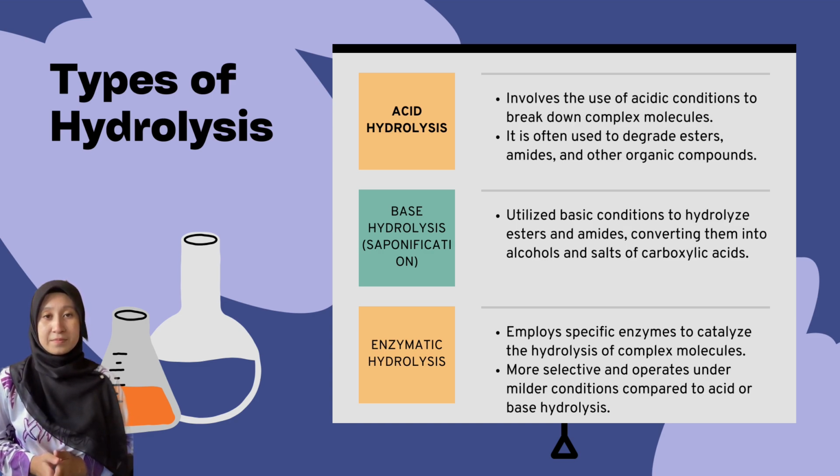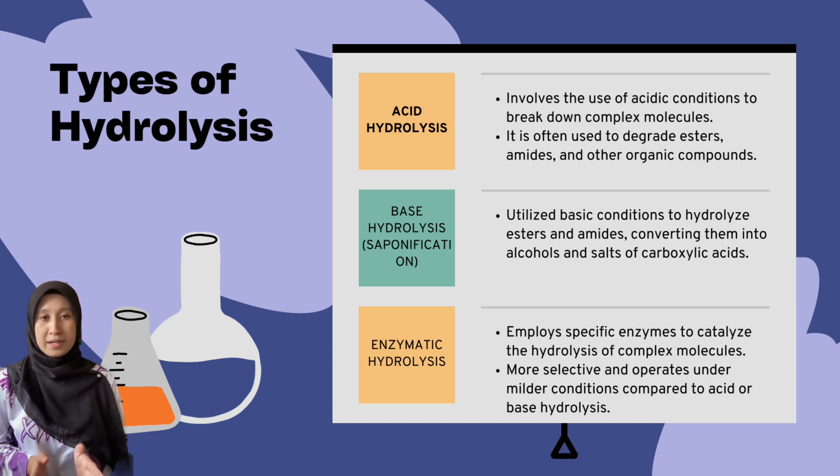The next one is base hydrolysis. Base hydrolysis, also known as saponification, utilizes basic conditions to hydrolyze esters and amides, converting them into alcohols and salts of carboxylic acids. A common example is the hydrolysis of fats, which are esters, in the presence of a strong base like sodium hydroxide, resulting in glycerol and soap.